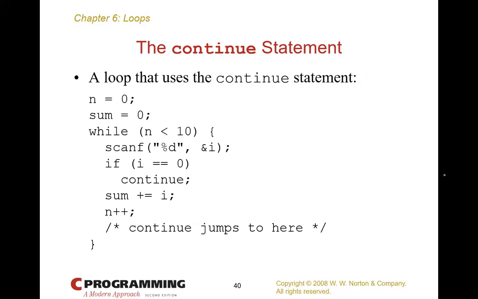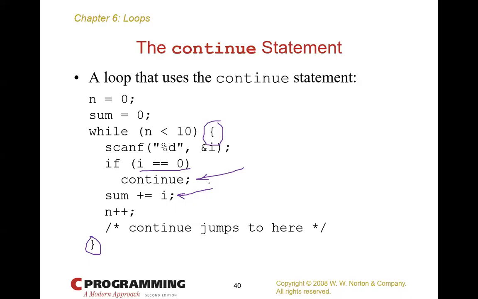So here there's a loop that uses continue. So we have the while, and inside of the while we say whenever i becomes zero, continue. So what does that mean? It says whenever i becomes zero, don't try to add zero to sum because we know that it does not make sense mathematically. It's just a waste of CPU.